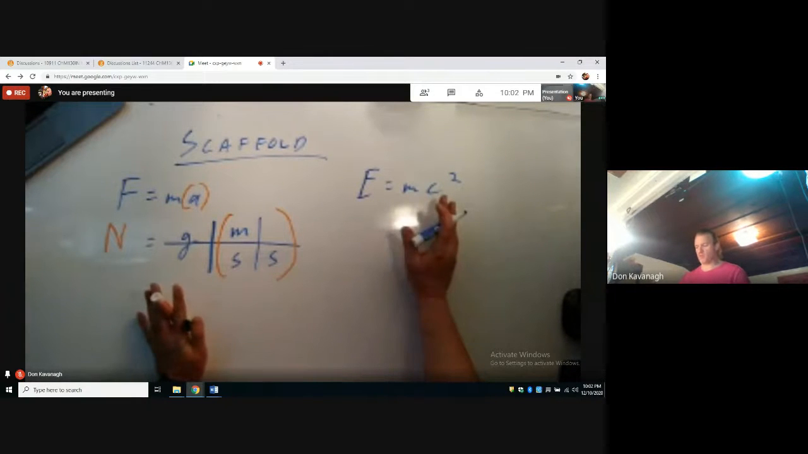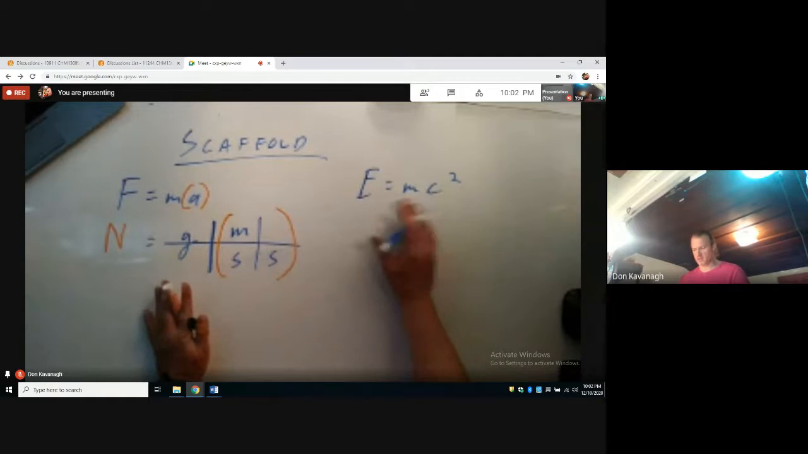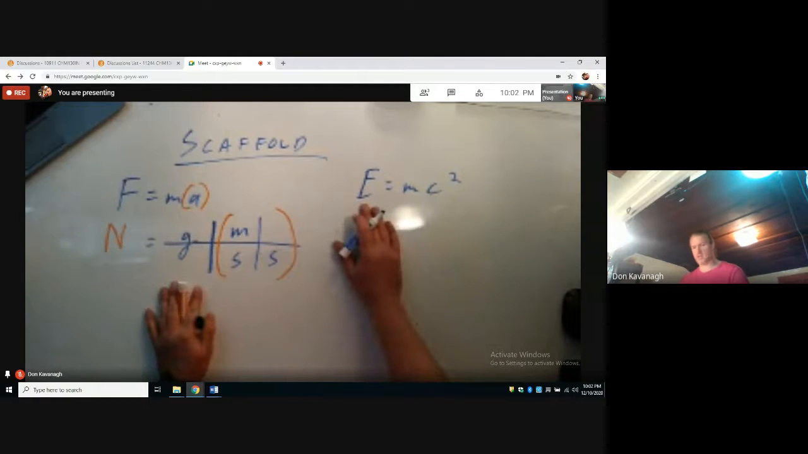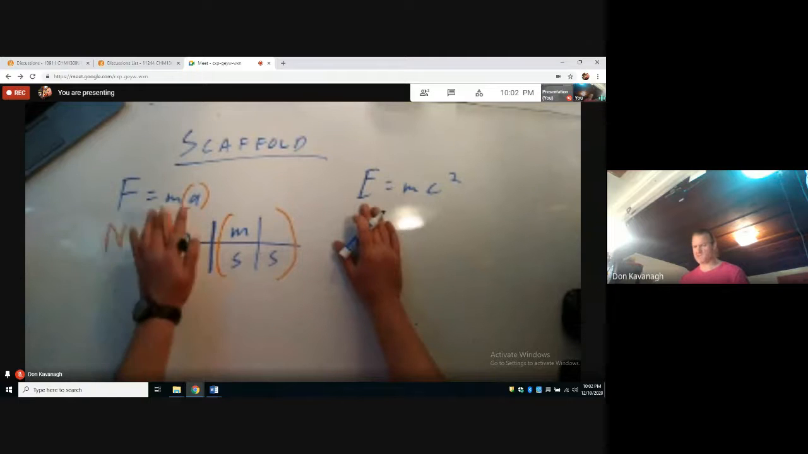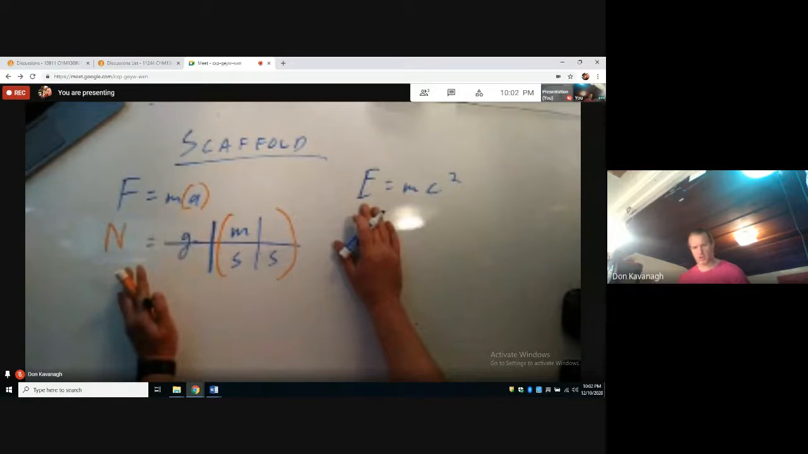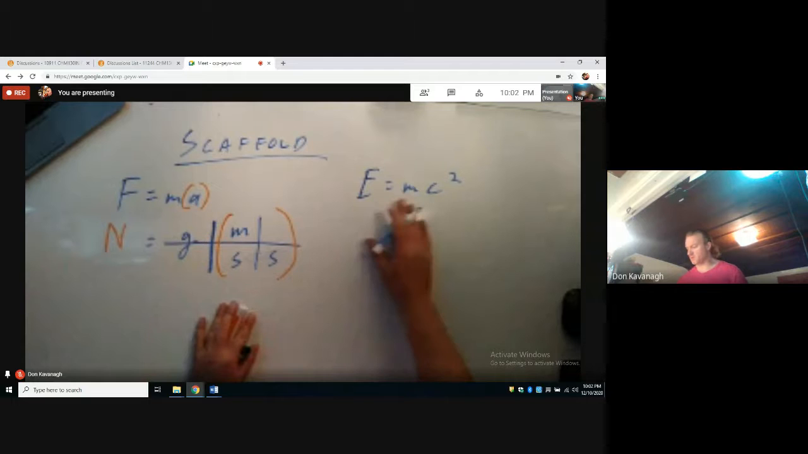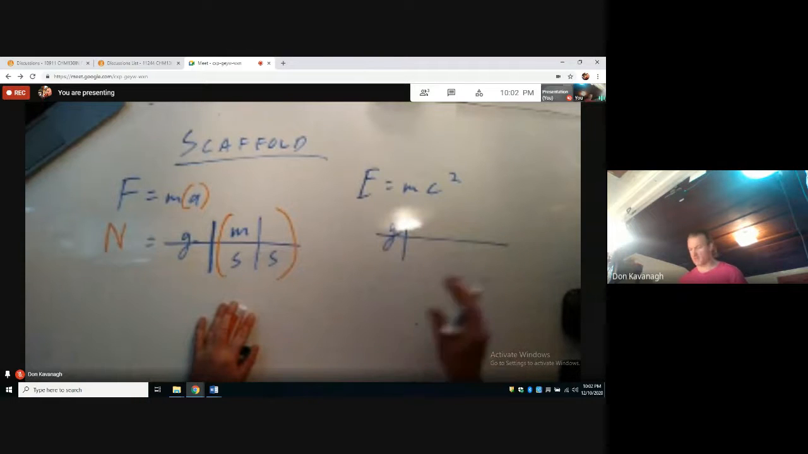let's think about this. What are the units of E? Are they the same as force? Is this the same as F equals ma? I can look at the units and answer that question, how they're different or how they're the same. Mass is a unit we're going to give in grams. The speed of light squared.